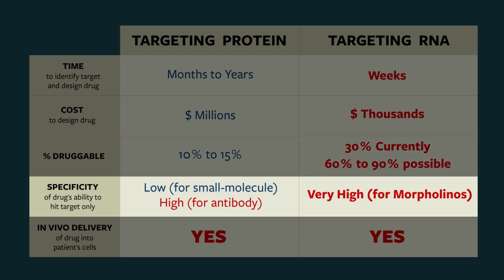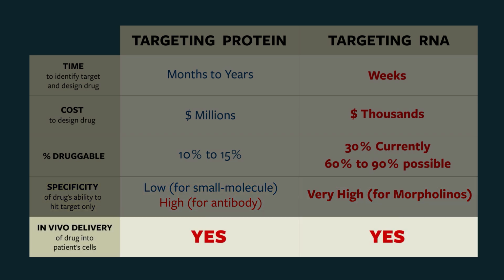Targeting proteins is low precision with small molecules, high precision with antibodies, but antisense affords very high precision when targeting RNA transcripts. Protein still offers the easy in vivo delivery, but now, so does antisense. Targeting RNA transcripts gives easy in vivo delivery, being optimized in 2017.